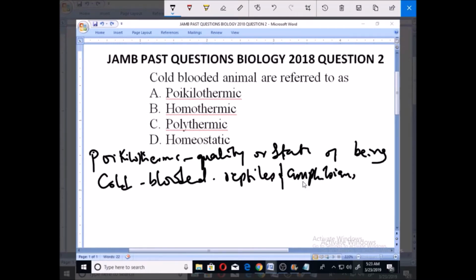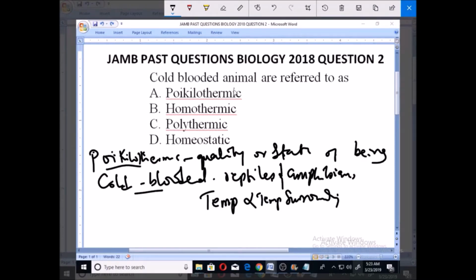So you find out that the reptiles and the amphibians are poikilothermic animals, where their temperatures vary with the changes in temperature of the surrounding. So we have their temperature varying with the changes in the surroundings. This is due to absence of mechanisms such as presence of fur or hair as in other animals. So cold-blooded animals are actually poikilothermic.